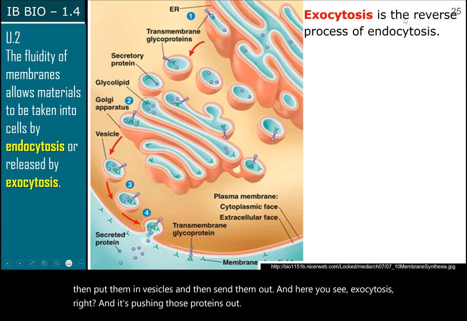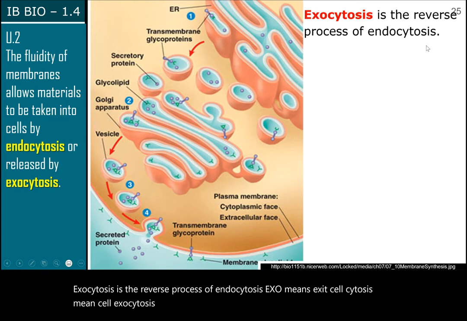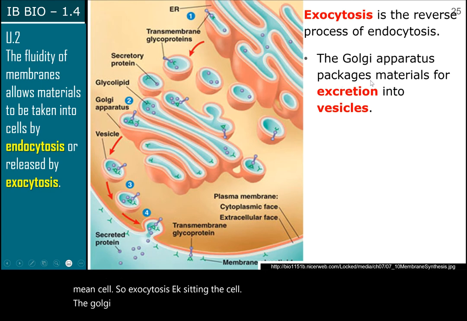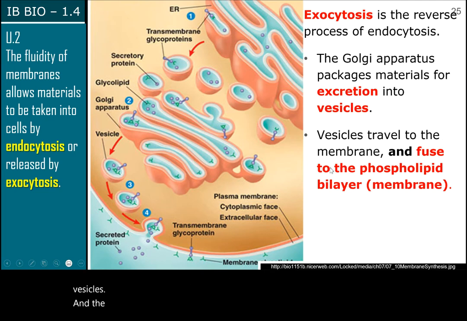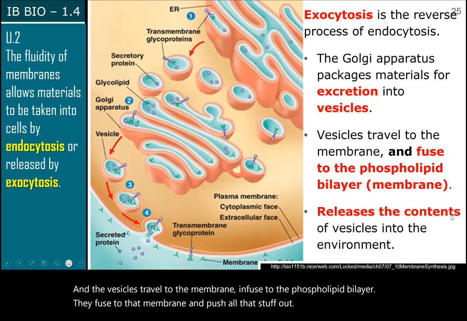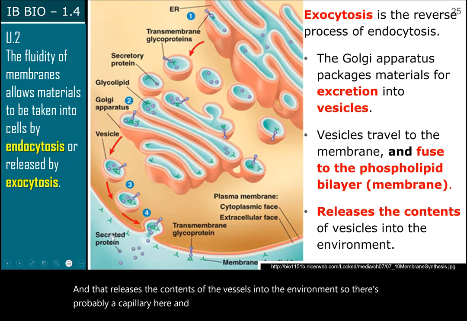So exocytosis is the reverse process of endocytosis. Exo means exit, cytosis means cell. So exocytosis, exiting the cell. The Golgi apparatus is going to package those materials for excretion into vesicles, and the vesicles travel to the membrane and fuse to the phospholipid bilayer. They fuse to that membrane and push all that stuff out. And that releases the contents of the vesicles into the environment. So there's probably a capillary here, and that capillary is going to take up those proteins, and they're going to be transported to wherever they need to go.